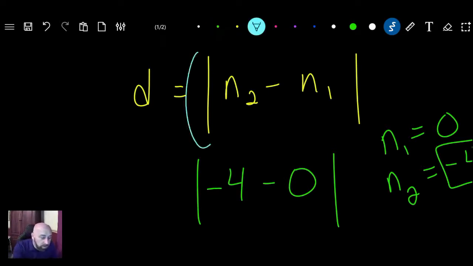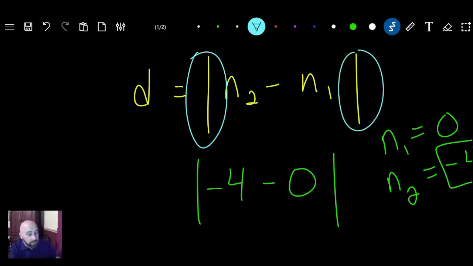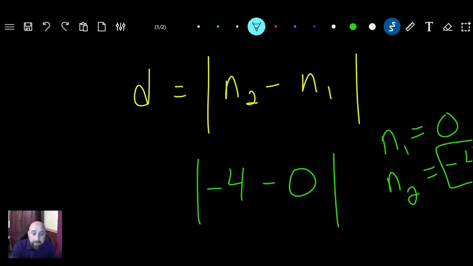Now, what are these little sticks out here, these walls that we put up on the outside? Well, that means absolute value. What does absolute value mean? Well, absolute value in its base definition just means the distance from 0. In other words, we need this in finding the distance because that's what we're trying to do. We're trying to find the distance from 0, or the distance between the two numbers.